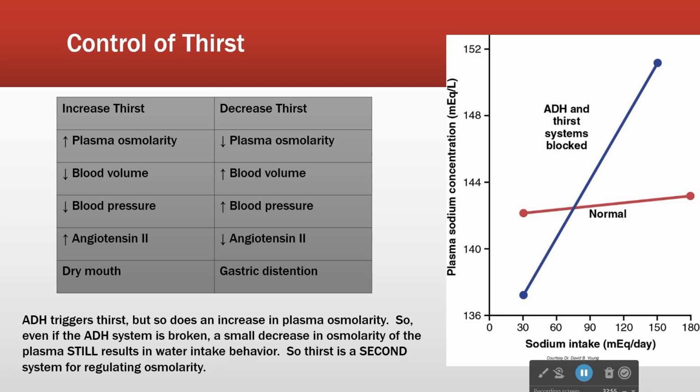So anything that causes the release of ADH will also trigger a powerful thirst drive, a drive to increase water intake, right? So we know that ADH will do that. Plasma osmolarity all by itself, though, will also trigger thirst. So even if your ADH system is broken, an increase in plasma osmolarity still will trigger the thirst system.